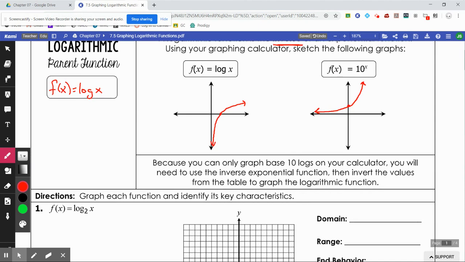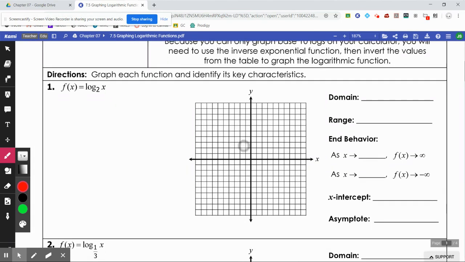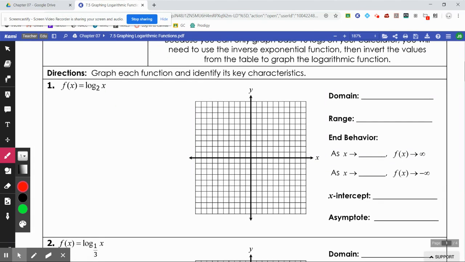Now it says here, kind of a falsehood. It says because you can only graph base 10 logs on your calculator, you will need to use the inverse exponential function, then invert. Now we could graph other ones by using our change of base formula, but this does give us a very helpful way of graphing these. And let's show you that way on this first one. Because it says graph each function, identify the key characteristics. Instead of graphing y equals log base 2 of x, sometimes it's easier to do this.